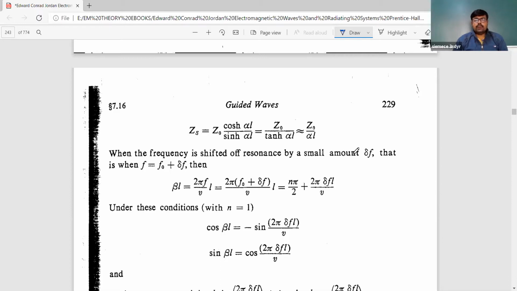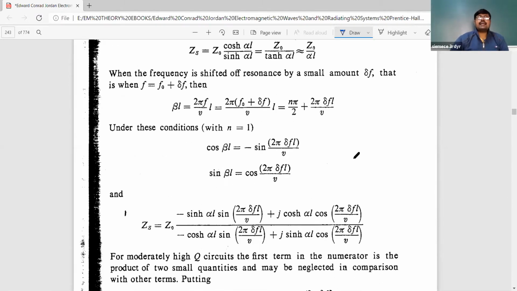So under this condition, when the value of n equals 1, if you put the integer value n equals 1, cos beta L equals minus sine 2 pi delta F L divided by V. That is the cos beta L value we are getting. Cos beta L equals minus sine 2 pi delta F L by V. And sine beta L equals cos of 2 pi delta F L by V.